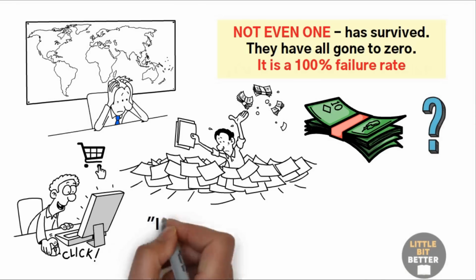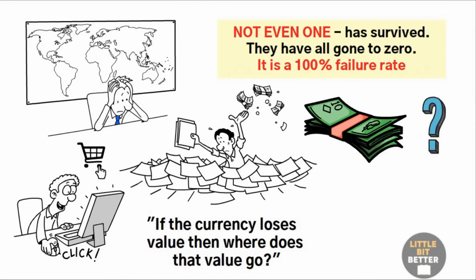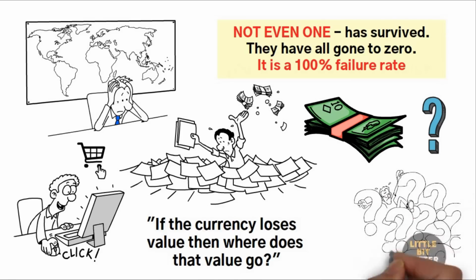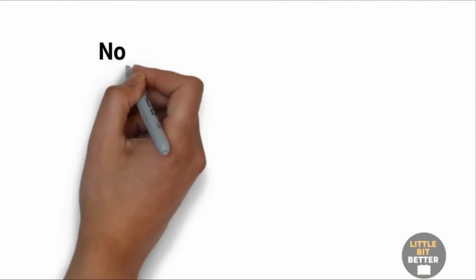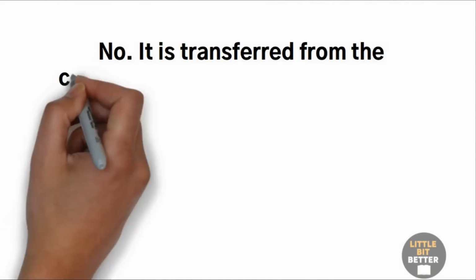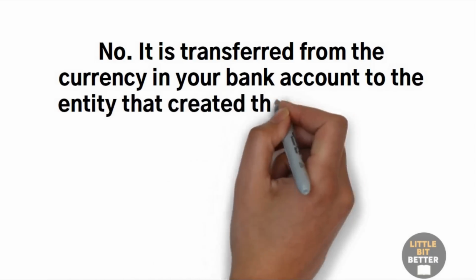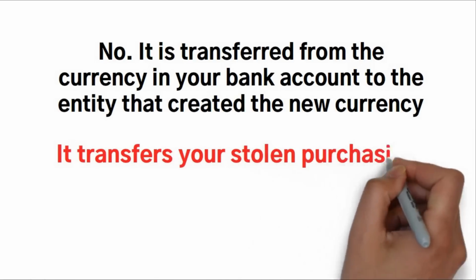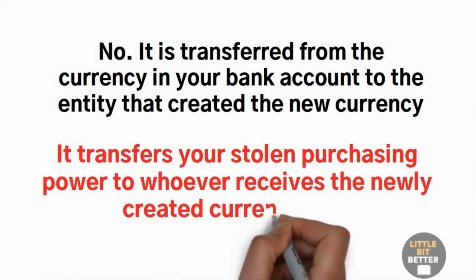You might ask, if the currency loses value, then where does that value go? In other words, if the currency in your pocket loses purchasing power, then where does that purchasing power go? Does it just vanish into the air? No. It is transferred from the currency in your bank account to the entity that created the new currency. It transfers your stolen purchasing power to whoever receives the newly created currency first.